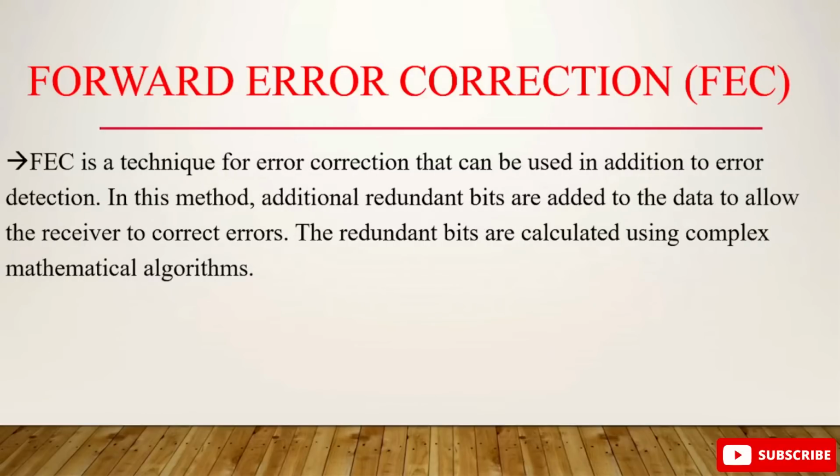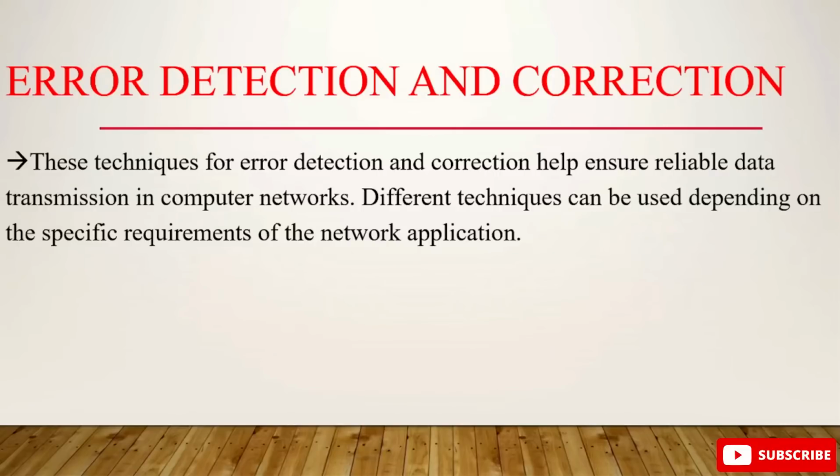Next is forward error correction, or FEC. Forward error correction is a technique for error correction that can be used in addition to error detection. In this method, additional redundant bits are added to the data to allow the receiver to correct errors. The redundant bits are calculated using complex mathematical algorithms. So we can summarize that these techniques for error detection and correction help ensure reliable data transmission in computer networks. Different techniques can be used depending on the specific requirements of the network application.